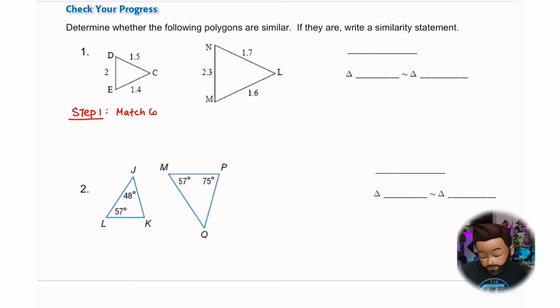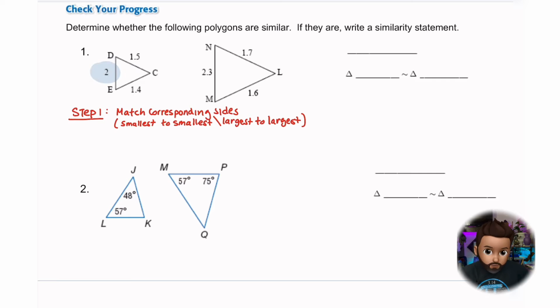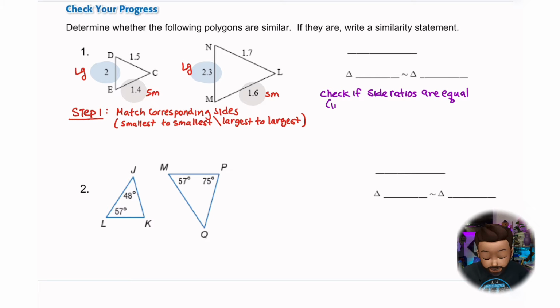In this particular example, we're going to determine if the polygons are similar, and if they are, write a similarity statement. Step 1 is to try to match the corresponding sides. And the way that we can do this, if we're not sure about which angles are congruent to each other, we match the smallest side to the smallest side and the largest side to the largest side. So in the two triangles, I identify what the largest sides are and what the smallest sides are. Now, we're going to check to see if the side ratios are equal, and if they are, that means that the sides are proportional, or the triangles are similar.